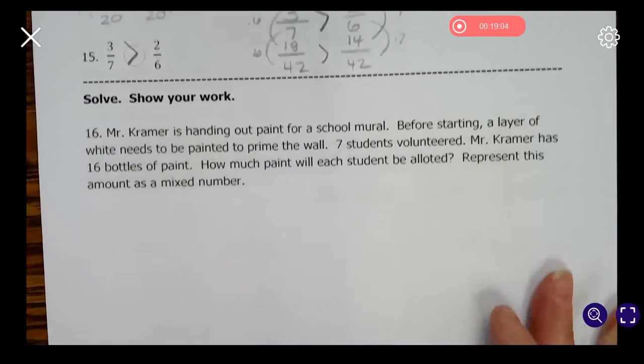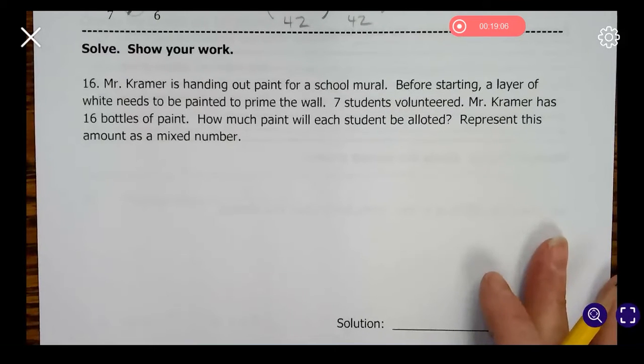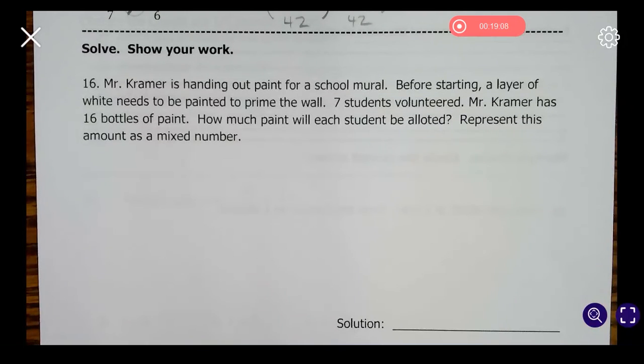All right, question 16. Mr. Kramer is handing out paint for a school mural. Before starting, a layer of white needs to be painted to prime the wall. Now, when you're painting, especially with a colorful wall, you want to put white on there to add that extra layer so that the color behind doesn't affect the tint of the color you're putting on it. All right, so a layer of white needs to be put on the wall.